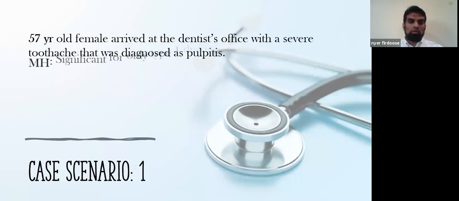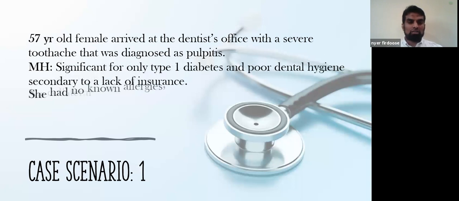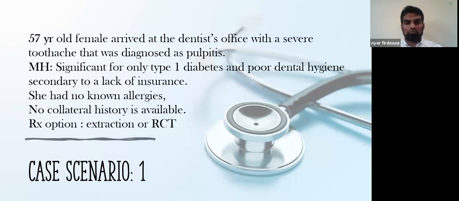We have case scenario number 1, wherein a 57-year-old female arrives at a dental office with a severe toothache that was diagnosed as pulpitis. The medical history is significant for only type 1 diabetes and poor dental hygiene, which is secondary to a lack of insurance. She had no known allergies, and there's no collateral history available. The treatment options given by the attending dentist are either extraction or root canal treatment.